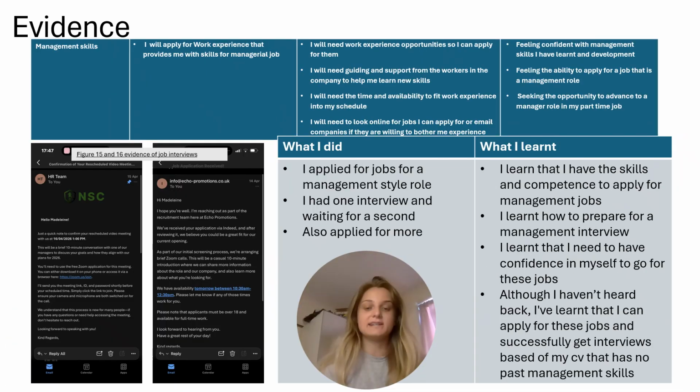I've never actually had any experience with management. However, through applying for jobs within the management field and getting interviews, I have learnt that I am capable of gaining interviews for this field. And although the jobs didn't work out for me, it gave me skills and knowledge on how to face management interviews and the skills that are needed for these roles in the future when I do apply for management jobs.